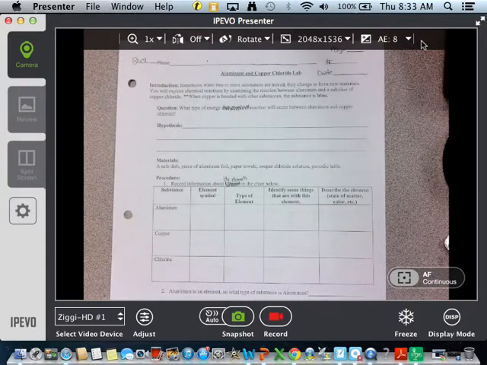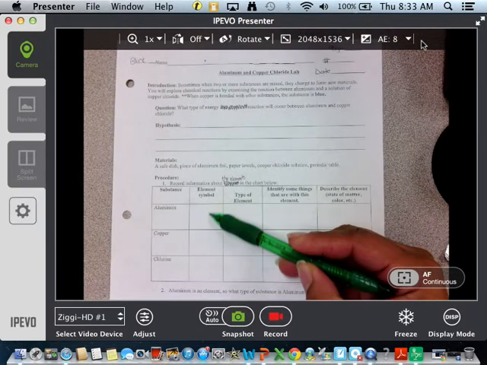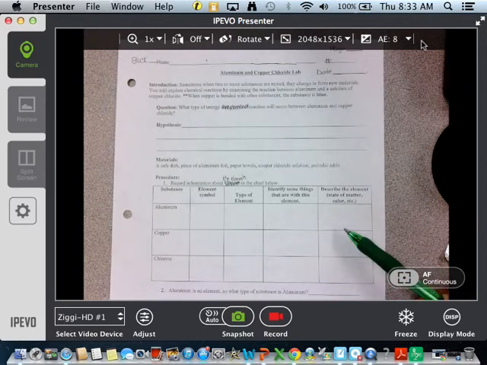Let me have your attention. Looking up here, you should have filled out these four boxes. I'm going to look at this one with you just really quickly.